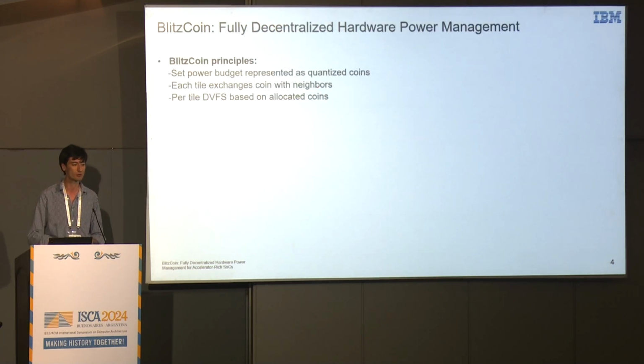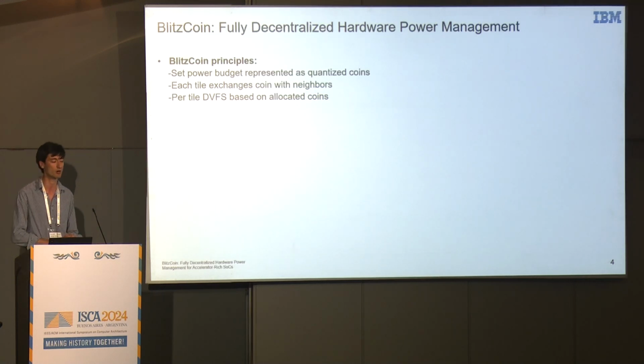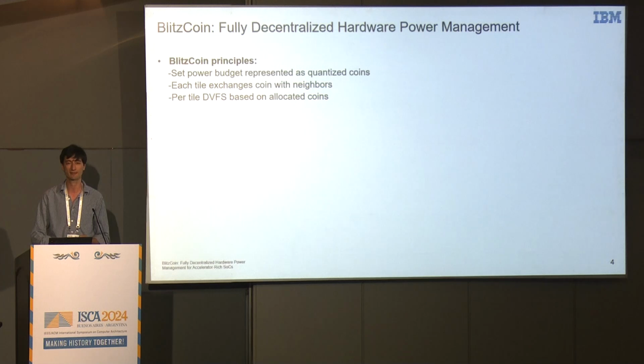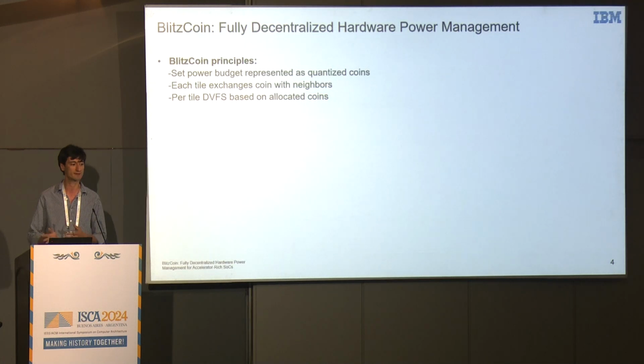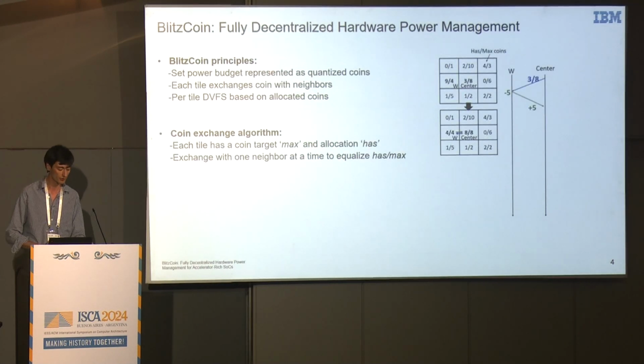So let's see now in a bit more detail how BlitzCoin works. The general idea is to represent our power budget as quantized units of power that we call coins. Then each tile will exchange coins with its neighbors. And then, based on its current coin allocation, we'll use a per-tile DVFS scheme to adjust its power.